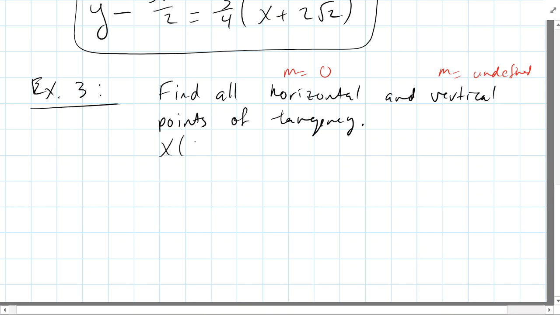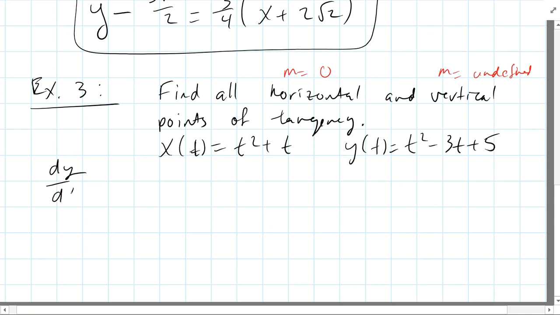Okay, x of t is equal to t squared plus t, and y of t is equal to t squared minus 3t plus 5. So dy/dx, what is the derivative of y with respect to time? 2t minus 3. What's the derivative of x with respect to time? 2t plus 1.